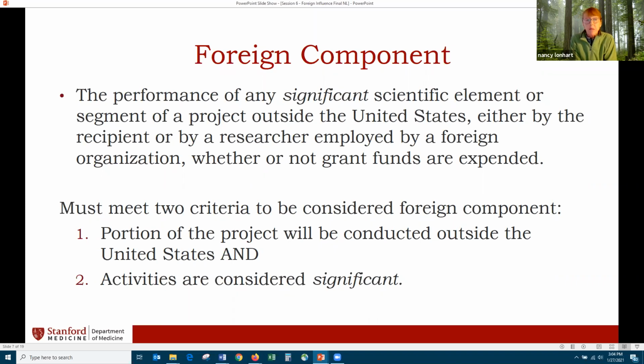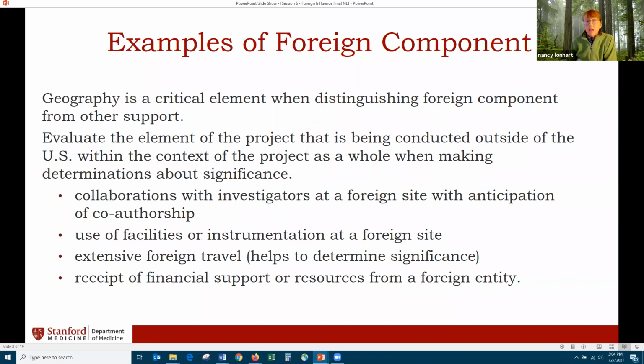So two things: it has to be outside the United States and it has to be considered significant. Well, this can be a little bit tricky. When we think about significance, first we have to meet the geography bar. So we identify, let's say, for example, that the work is being done outside the United States. Now we need to evaluate the element of the project that's being conducted outside the United States within the context of the project as a whole in order to make a decision about significance.